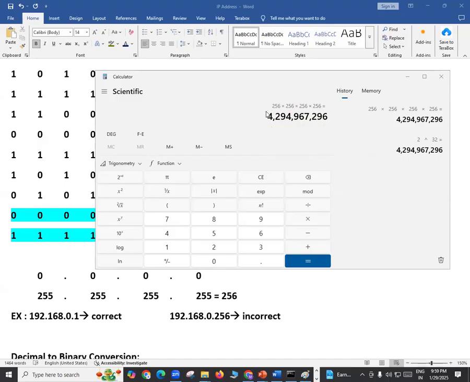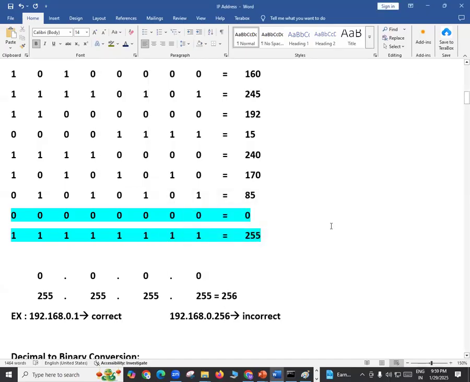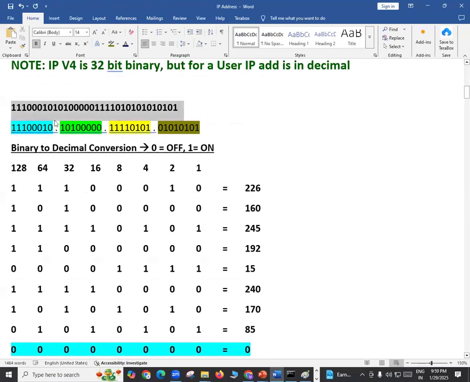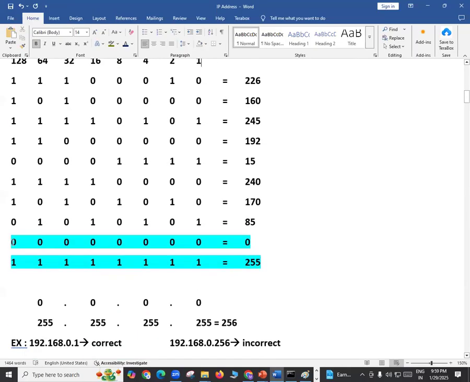But what is the design of IP version 4 here, my friend? The design of IP version 4 is that 32 bits are divided into 4 octets, and each octet is separated by a dot. So when you convert one octet, all the 8 bits, into decimal, the least decimal number we get is 0. The smallest one is 0. And the biggest decimal number is 255. So the IP addresses are between 0 and 255 only. IP version 4 addresses are between 0 and 255. I repeat, IP version 4 addresses are between 0 and 255.